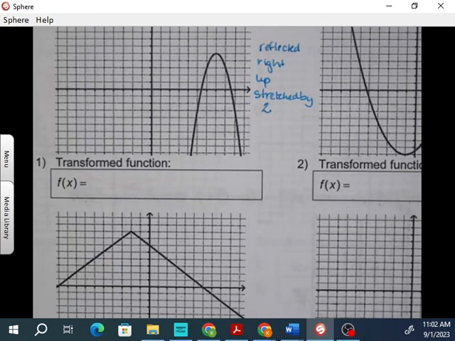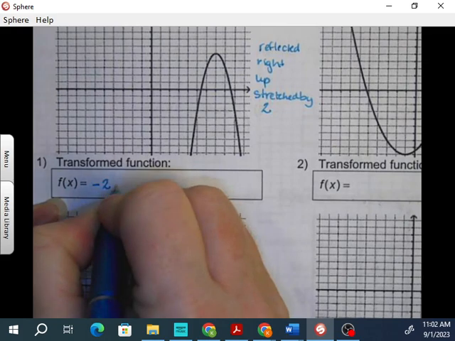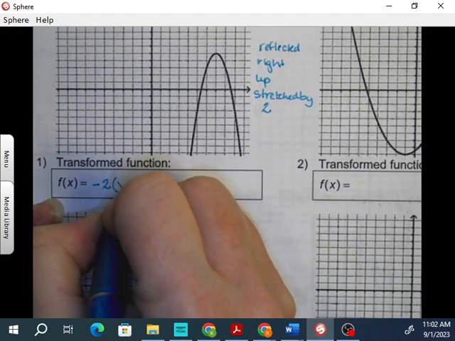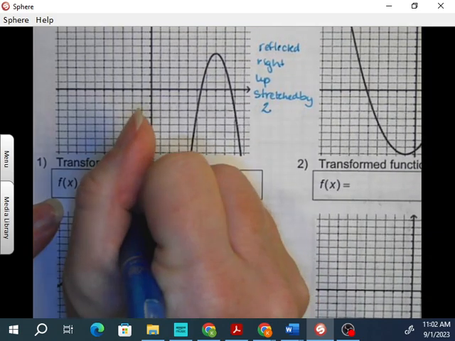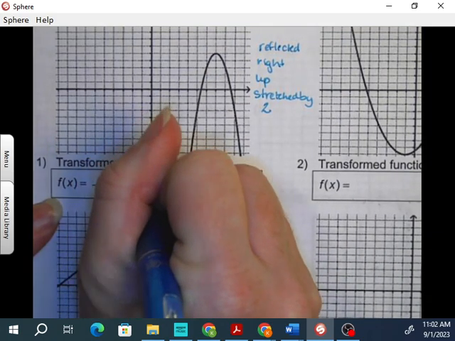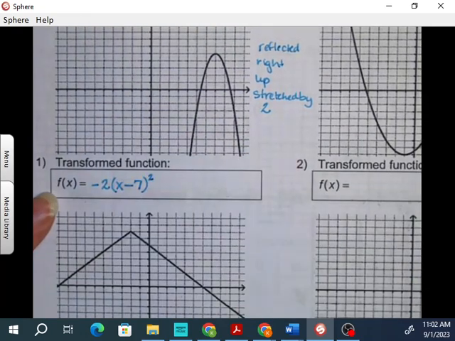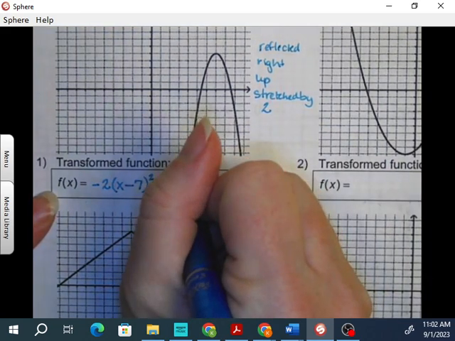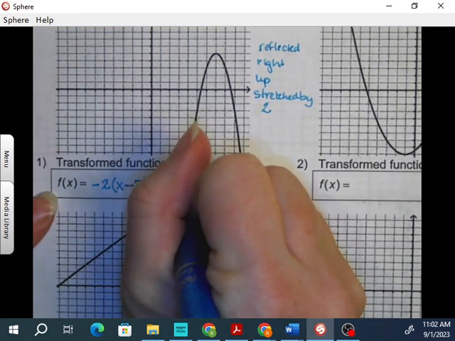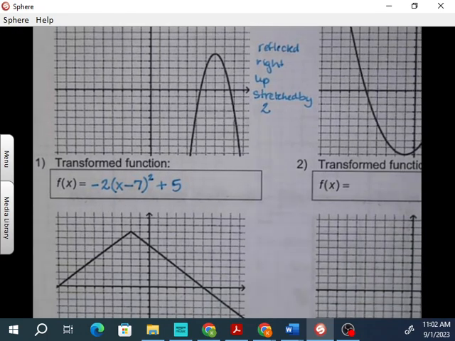So I'm going to have a reflection, stretch by 2, then here comes my x. How far right did I go? 7. So it's minus 7, because it went right. Remember, x is a liar. Then squared to show that we know our parent function is quadratic. Up 5. Everybody good? Everybody feel confident that they can do the rest of these on their own? Sweet. Go.